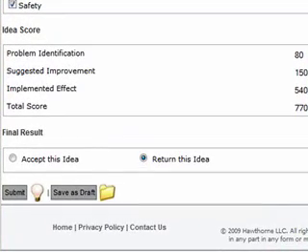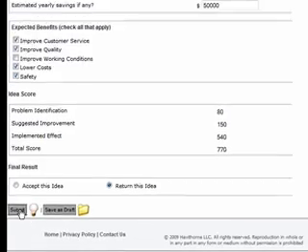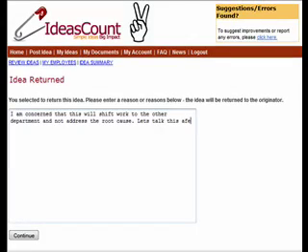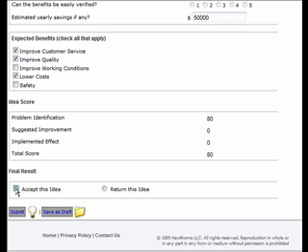The final result will be one of three options. The first is returning the idea to the submitter because they need to do a little more work on it before you can improve it. This choice will pop up a comment box to allow you to give specifics about why you didn't approve the idea as is. The second option is to approve the idea.